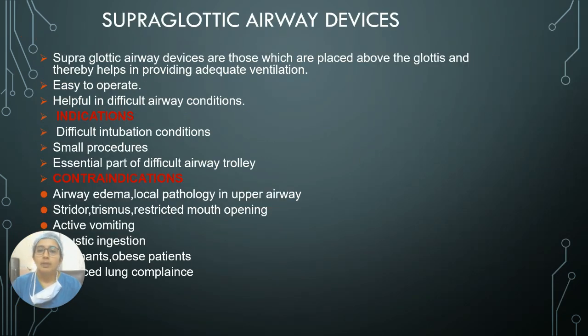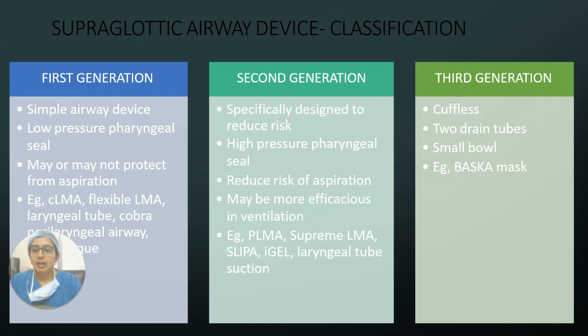Supraglottic airway devices. Supraglottic airway devices are those which are placed above the glottis and thereby help in providing adequate ventilation. Easy to operate, helpful in difficult airway conditions. Indications: difficult intubation conditions, small procedures, essential part of difficult airway trauma. Contraindications include airway edema, local pathology in upper airway, stridor, trismus, restricted mouth opening, active vomiting, ingestion of acids, pregnant, obese patients, decreased lung compliance.